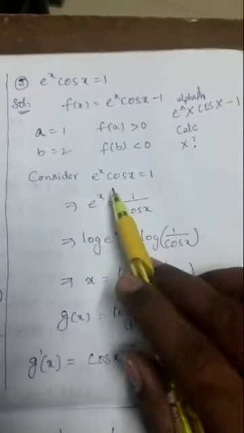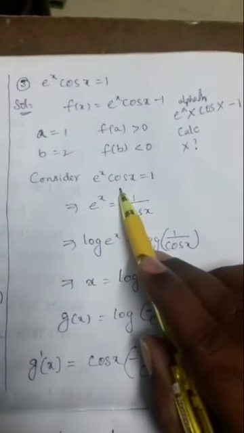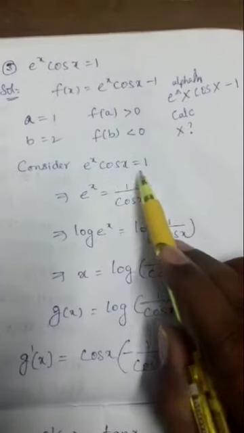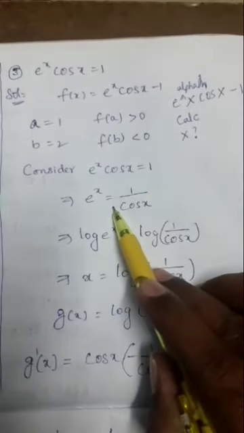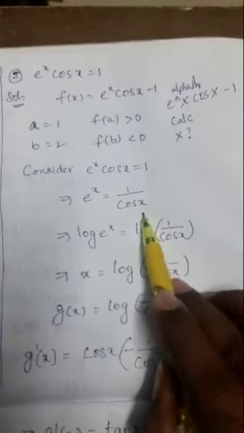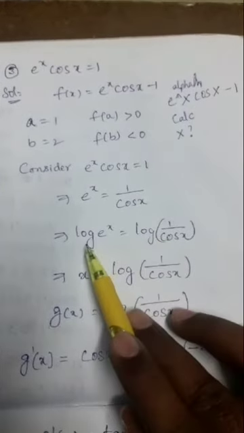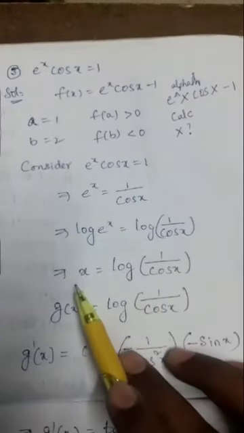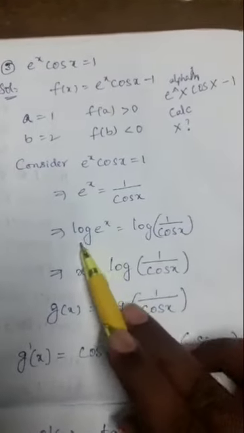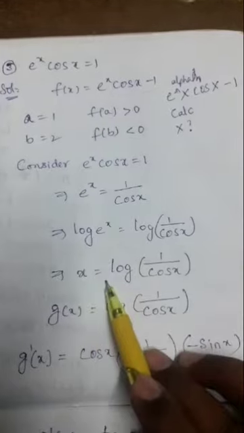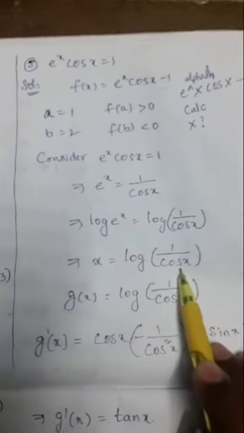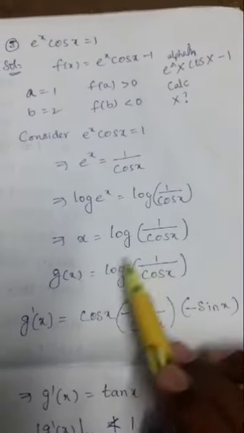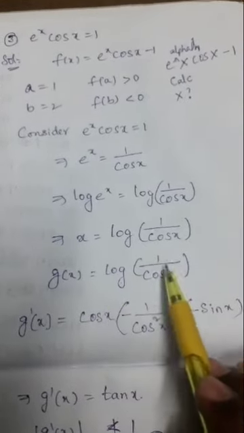So to use the iteration method, I will express the given function as x is equal to some function. Consider e^x cos x = 1. I am writing e^x = 1/cos x. So taking logarithm on both sides, log e^x = log of 1/cos x. That implies x = log of 1/cos x. Since it is in the form x = g(x), I will take g(x) = log of 1/cos x.